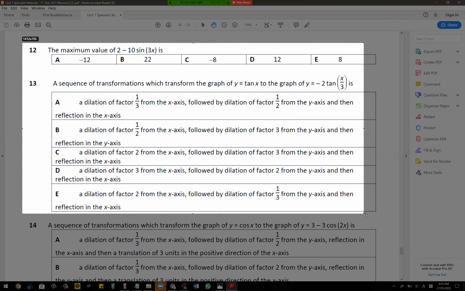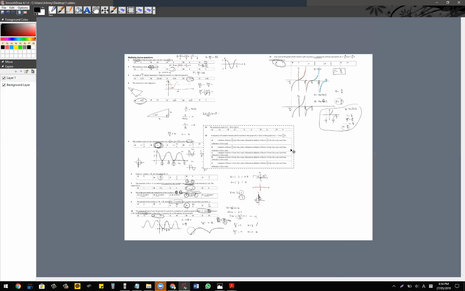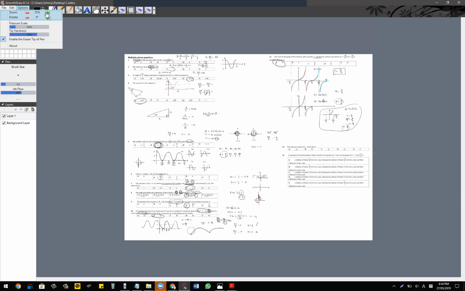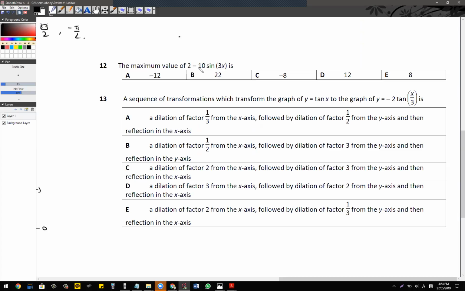Now, 12, 13, 14. Okay, so what's the maximum value of that? The answer is 12. Do you know how I can work that out quickly? Okay, it's pretty simple. The elevation is 2. So the equation for this is y equals negative sine of 3x plus 2. So the graph of this is elevated by 2, and it's going to oscillate between 12 and -8 because the amplitude is 10.